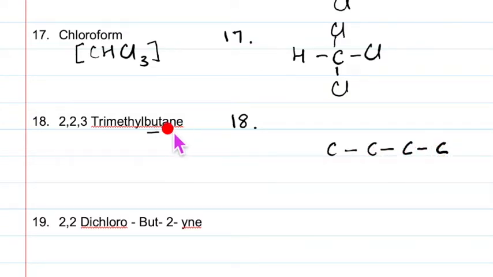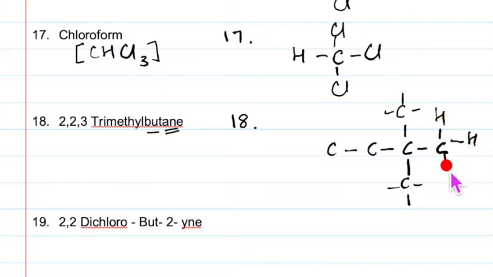This is your butane, with single bonds, because of this "ane". It's an alkane. And for the second carbon there are 2 methyls. So there is one CH3 here, there is one CH3 here, and I've considered this as number 1 carbon. So here I will just show like this, H, H, all H's like this.